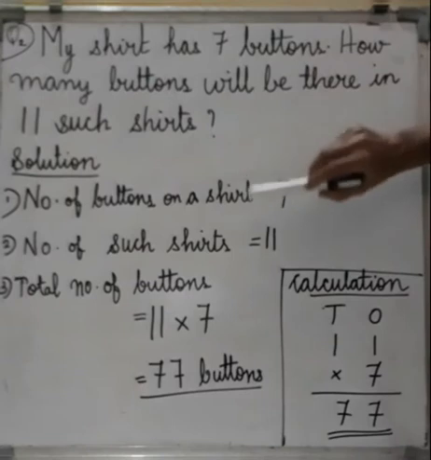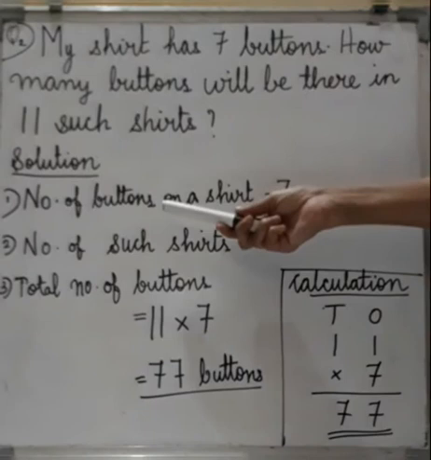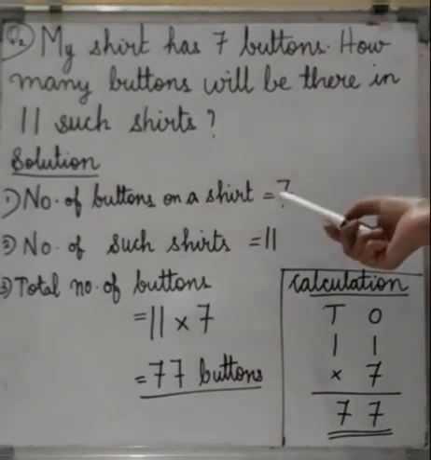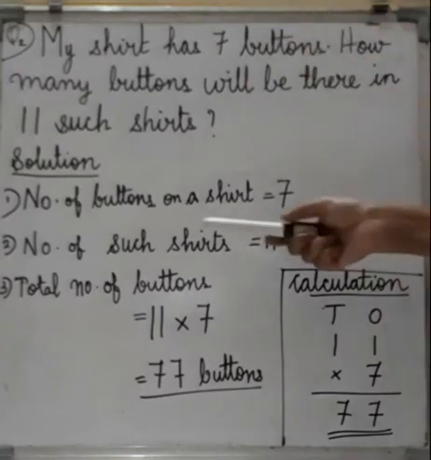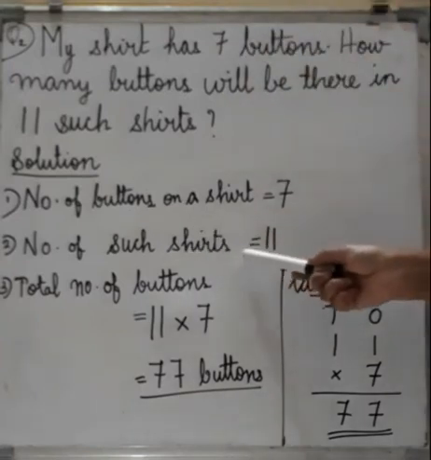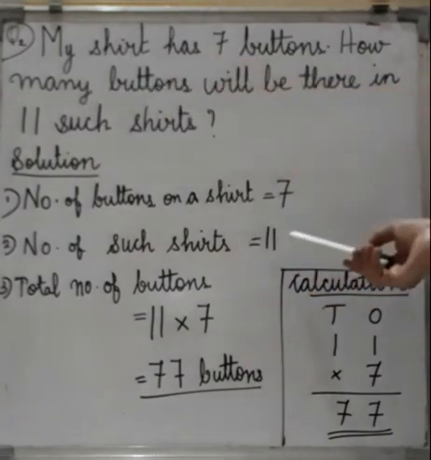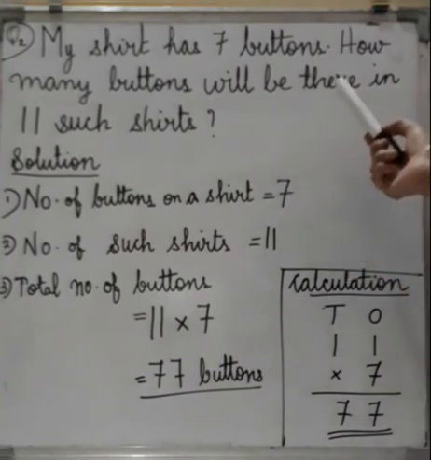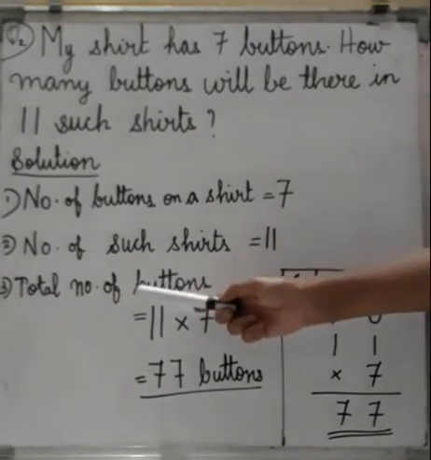Now we are going to do the calculation. First we will write the steps. The first step is number of buttons on a shirt. We know a shirt has 7 buttons. Now the second step is number of such shirts. How many shirts are there? Yes, there are 11 shirts. The question is to find out the total number of buttons. So the third step is total number of buttons.